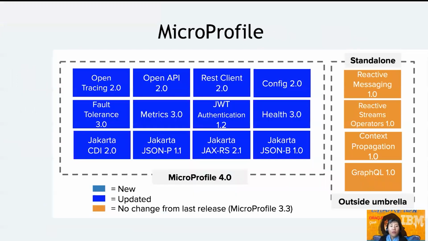MicroProfile 4.0 aligned with Jakarta EE 8. You can tell from these boxes: Jakarta CDI, Jakarta JSON-B, Jakarta JSON-P, Jakarta JAX-RS. And also these 8 MicroProfile specifications released many features. Some of them contain breaking changes, with the exception of JWT authentication.